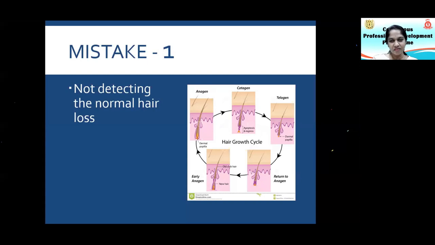So this cycle continues, and when we take a scalp at one given moment, about 80 to 90% of our hair will be in the anagen phase, but about 10% of the hair will be in the telogen, and this hair should fall for the new hair to come. So if a patient is having even 50 to 100 hairs shedding per day without any hair thinning, that is a normal phenomenon, because on any day about 10% of the hair should be in the telogen phase, which should shed.